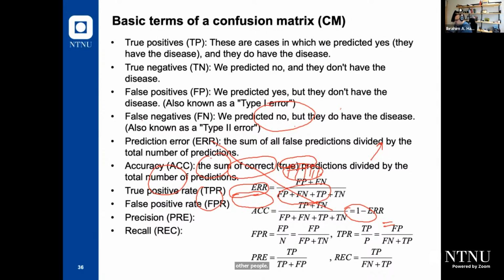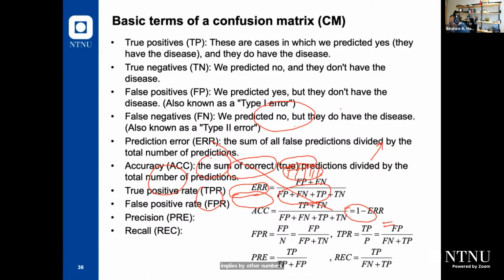We have the prediction error, which is the sum of all false predictions divided by the total number of predictions. So it is false positive plus false negative divided by all numbers. It's the opposite of the accuracy, which is the sum of correct predictions divided by the total number of predictions: true positive plus true negative divided by all numbers, which is 1 minus the error.